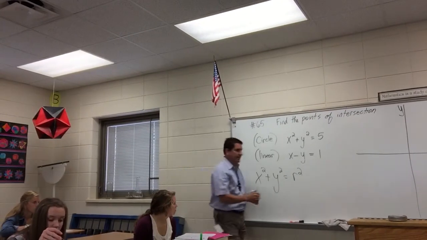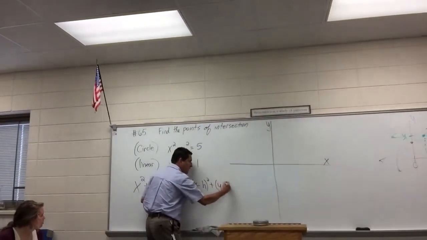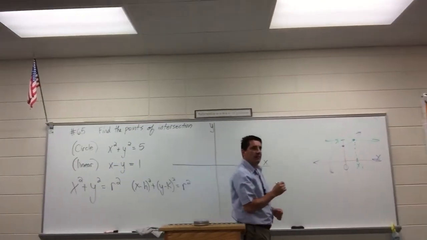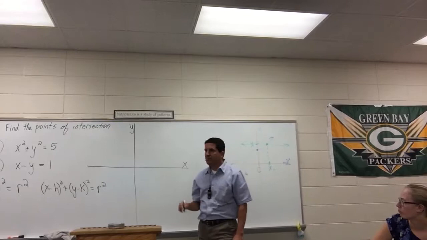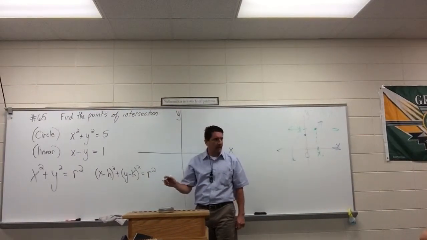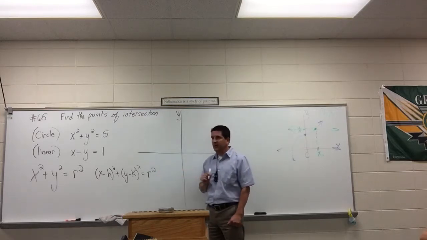Then when you learn conic sections, you learn this: (x - h)² + (y - k)² = r². Remember that one? This is a circle centered at (h, k), the coordinates, the x and the y, and it still has a radius of r.